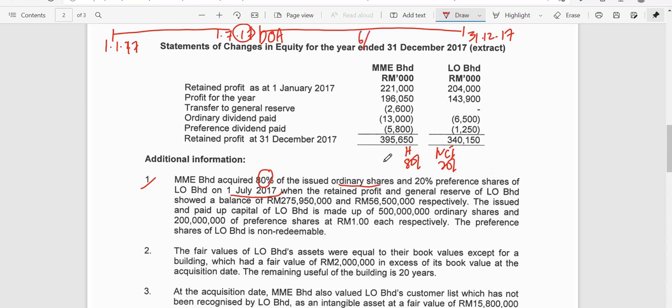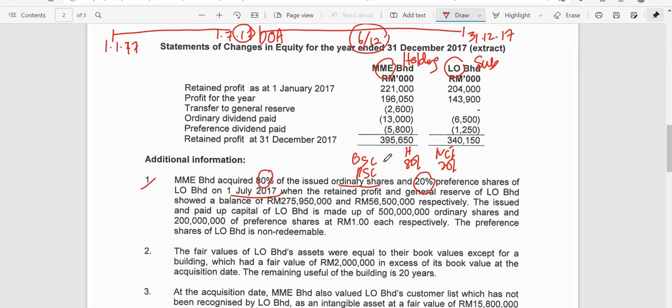So that was just for 6 months. I'm talking about LO, the subsidiary, and MME is the holding company. So holding acquired the subsidiary, not only the ordinary shares, the same acquisition is also for the preference shares. This is for the ordinary shares. For the preference share capital, it was the other way around, 20% and 80% respectively. And both were on the same date, 1st of July.